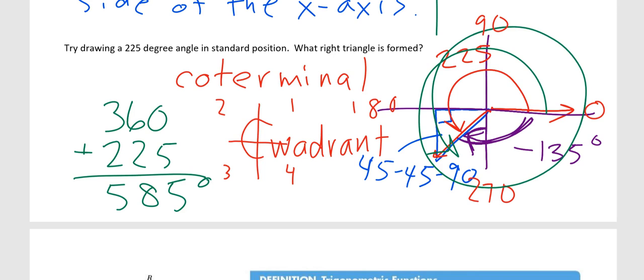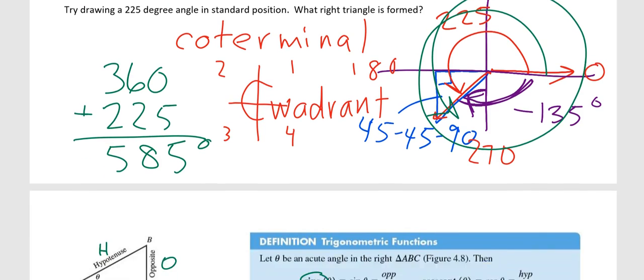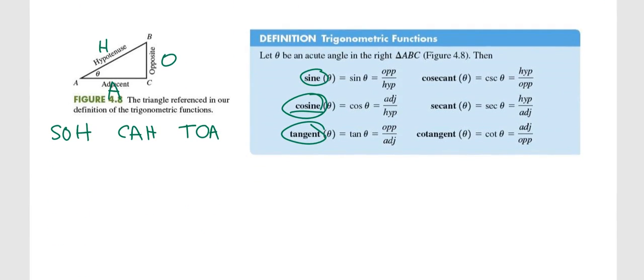So 225 is down in quadrant 3. And we looked at the coterminal angle, the purple one, negative 135. And then we looked at another coterminal angle going around the circle more than once. 585 is another coterminal spot. Those are things that we reviewed yesterday. We got into SOHCAHTOA barely, reminding you from geometry class that sine was opposite over hypotenuse, cosine was adjacent over hypotenuse, and tangent was opposite over adjacent.